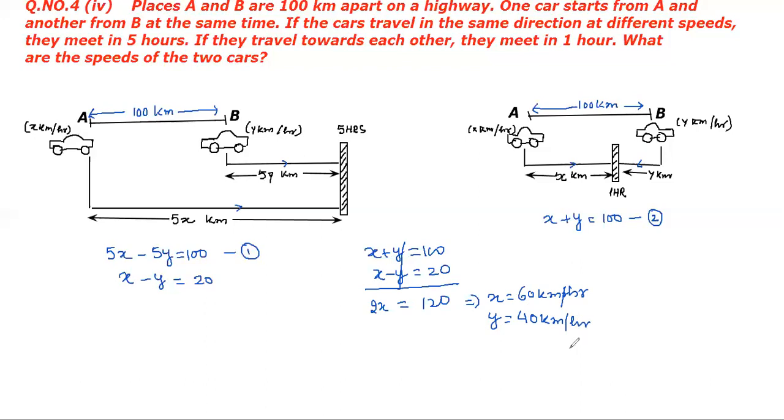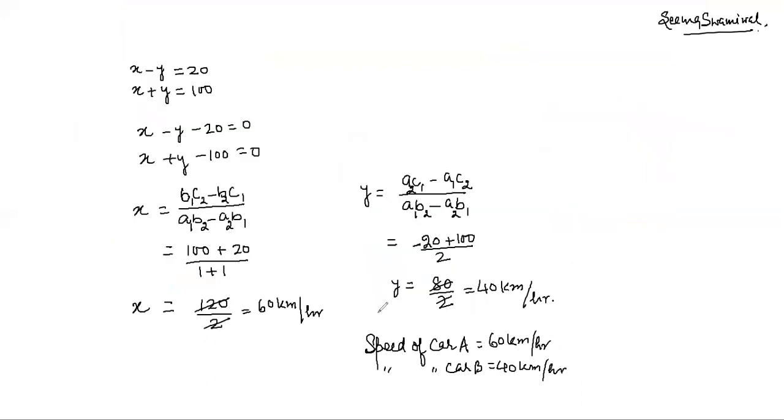Let's do it by cross multiplication also. So look here. These are the two equations that you got. The first equation was this, the second equation was this. If you are doing the question by cross multiplication, you have to bring the constant to this side. So bring the constant term to this side. Now what is the formula for x? In the formula for x, you will not write a.